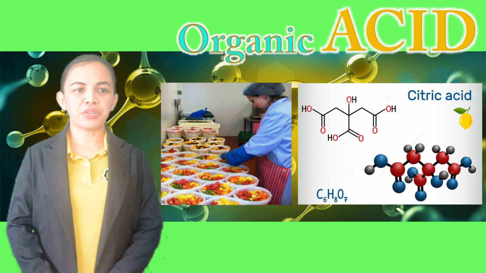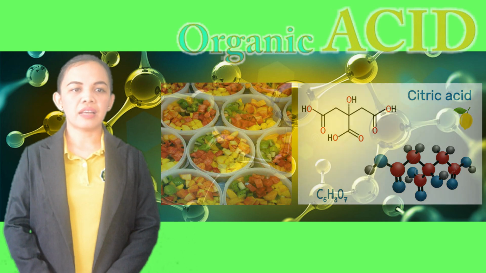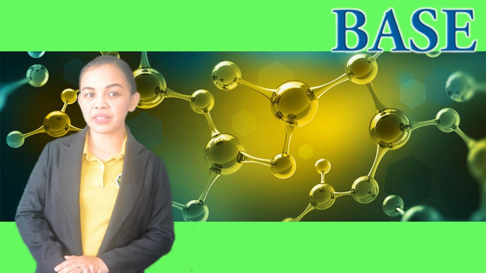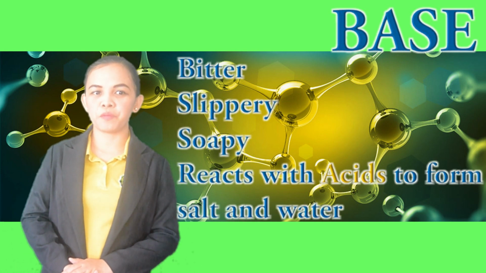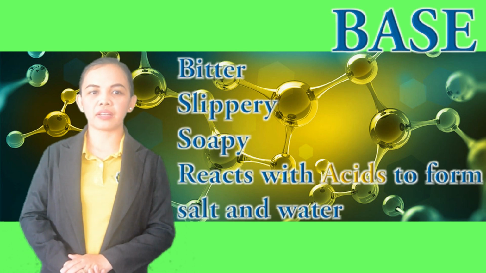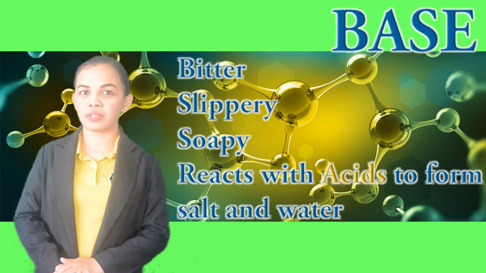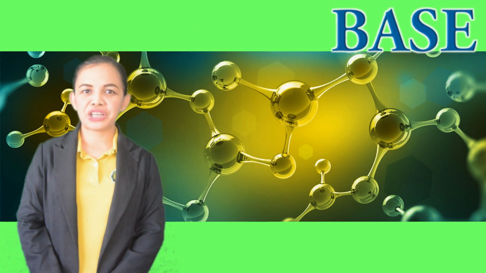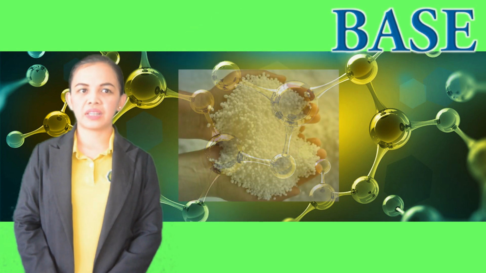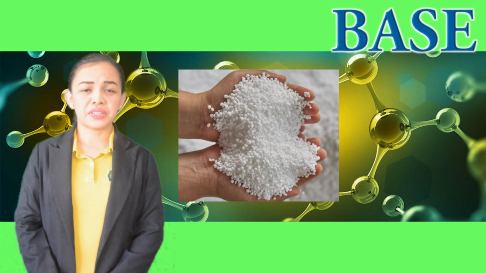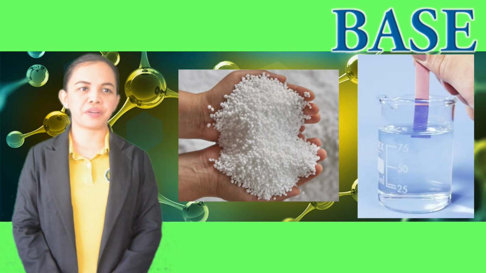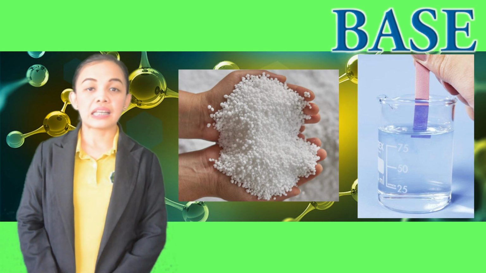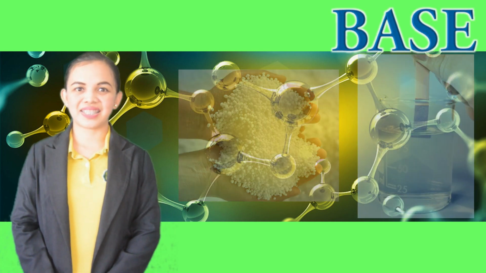Now, we are through with acids. Let us go with bases. Bases are bitter, slippery, and soapy. They also react with acids to form salt and water. How will I know if the substance is a base? If you have a base, like ammonia, just use a red litmus paper, and if the red litmus paper turns to blue, that substance is a base.